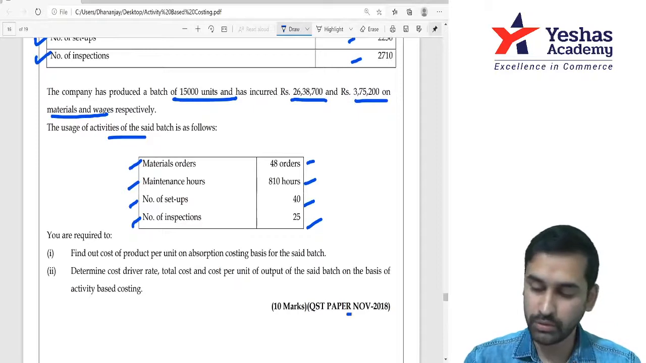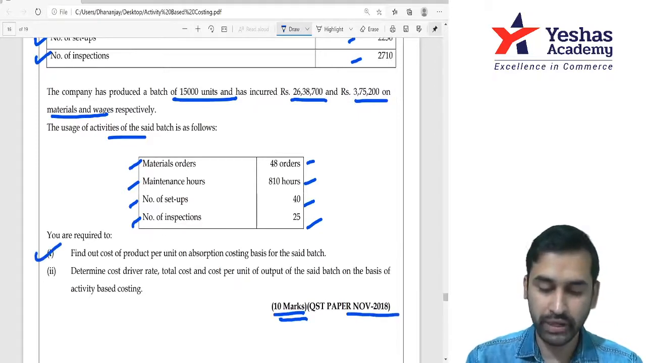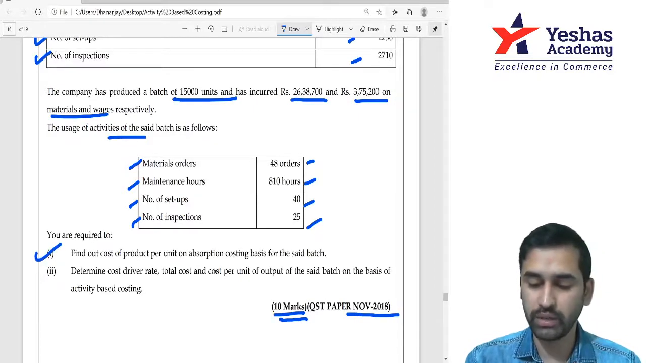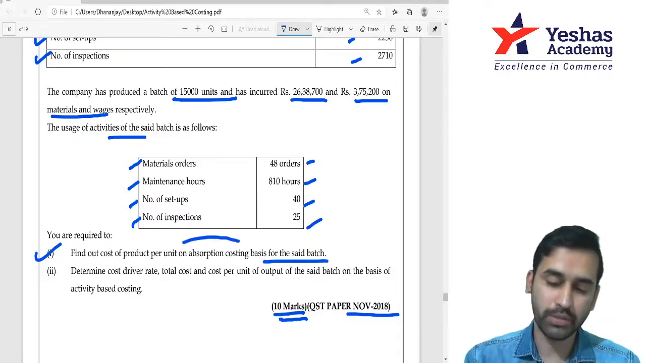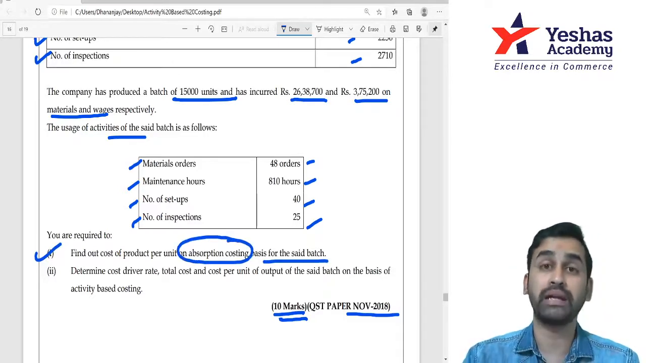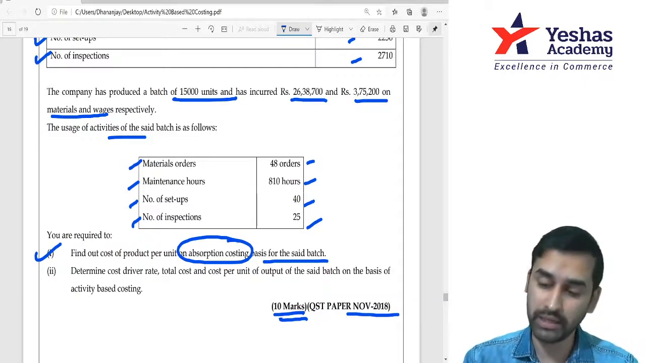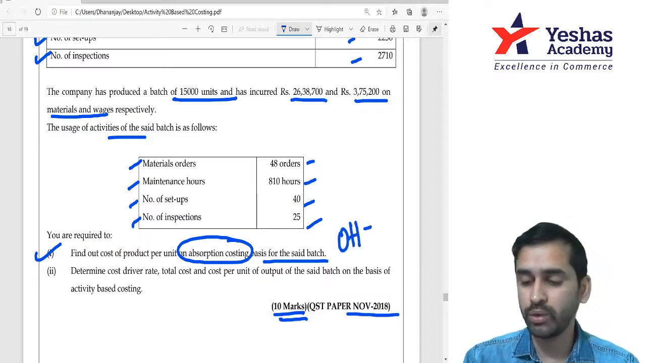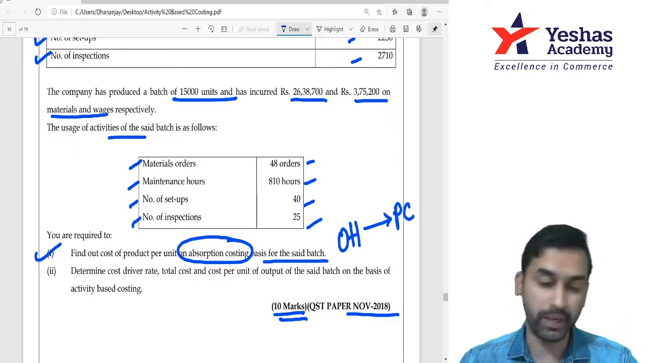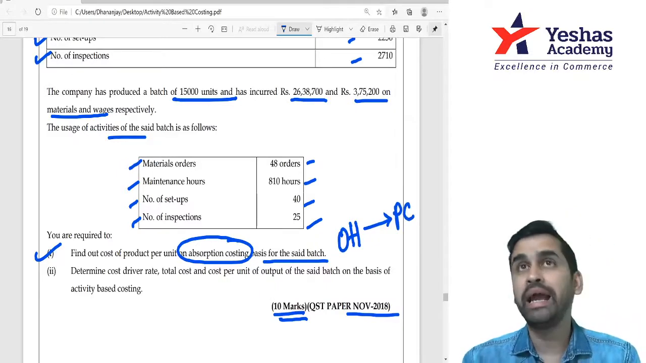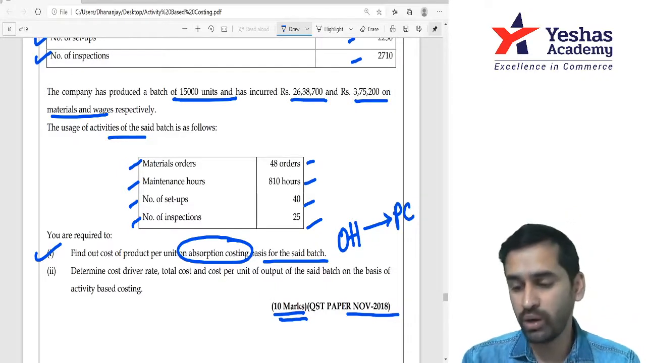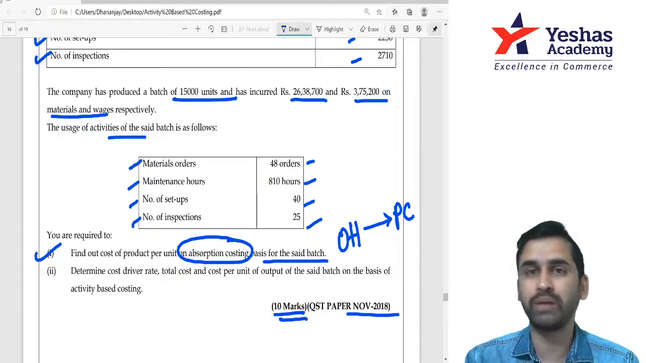Question. This is a question paper problem for 10 marks. Find out the cost of product per unit on the absorption costing basis for the said batch. Absorption costing is the present practice that they have. What is their present practice? They want to estimate overhead on the basis of prime cost. Sir, LHR we know, MHR we know. What is this overhead on the basis of prime cost?